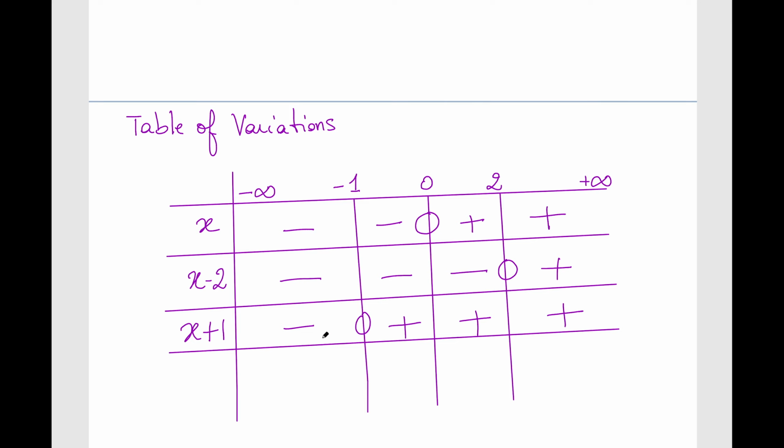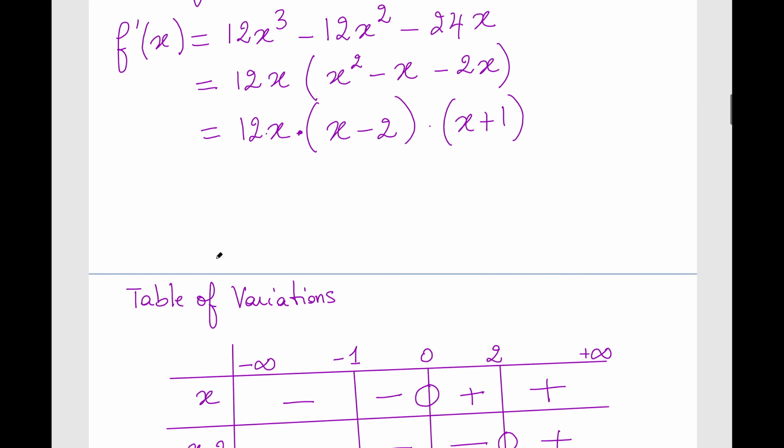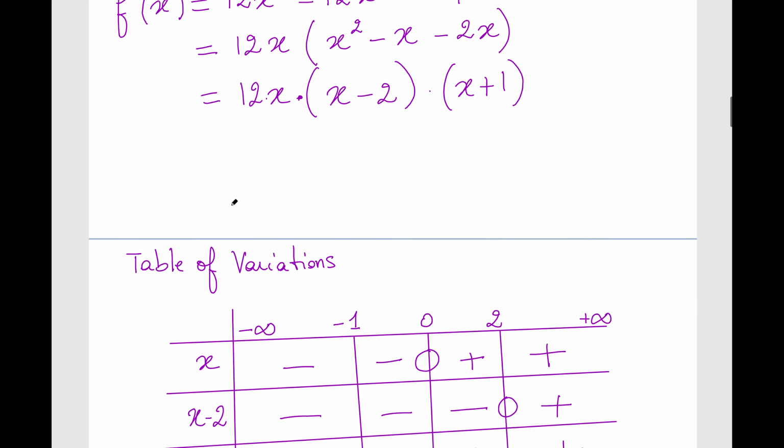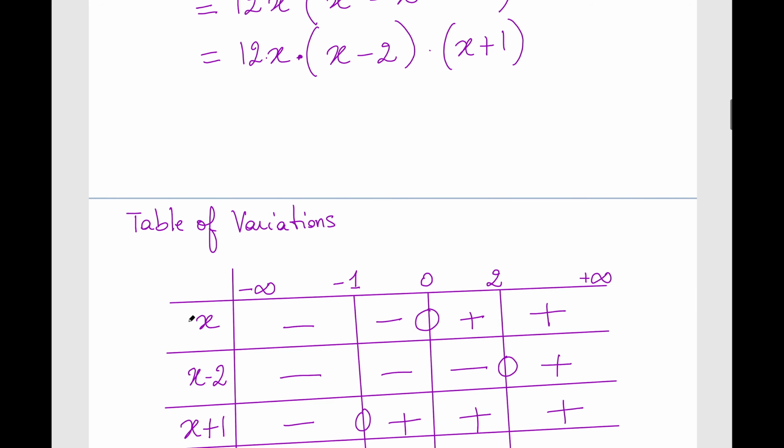And now the last row is what I want. What do I want? I want the product, right? This is f prime, which is 12 times these guys, correct? But 12 is positive, so for the sign of f prime, you know what? Let me include 12 in the first one. It's not going to change anything, right?